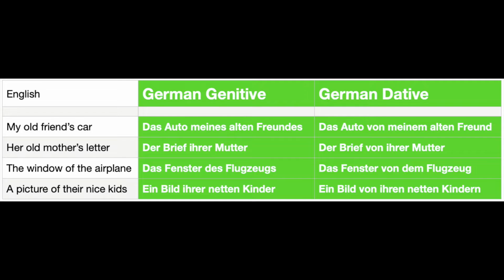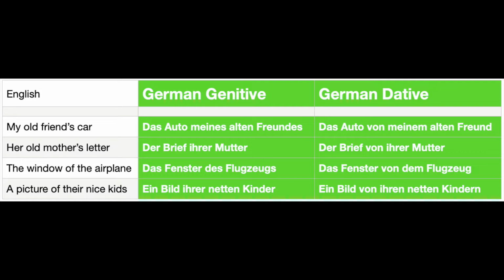The second example became der Brief ihrer Mutter. Here you could also say in the dative case, der Brief von ihrer Mutter. The window of the airplane became das Fenster des Flugzeugs. In dative that would be das Fenster von dem Flugzeug.